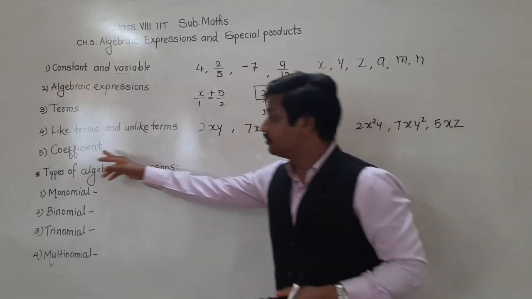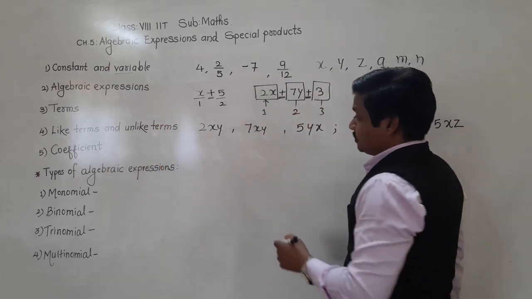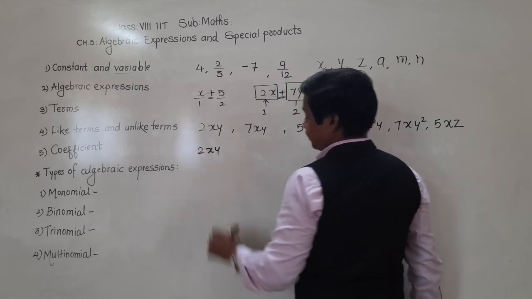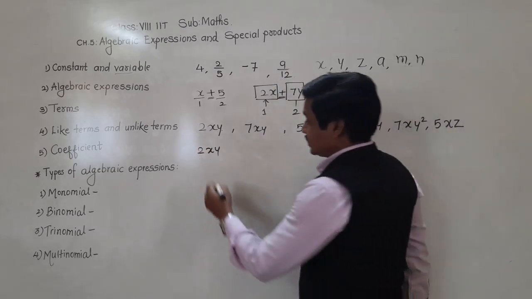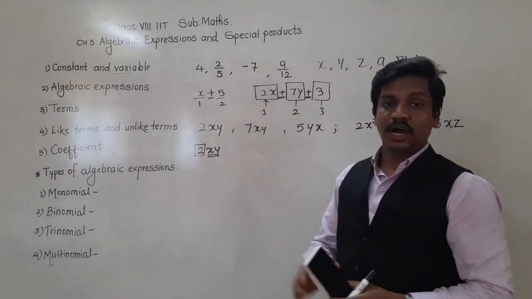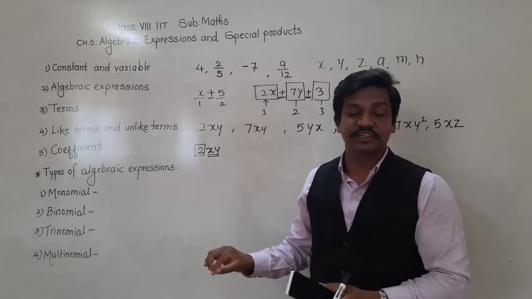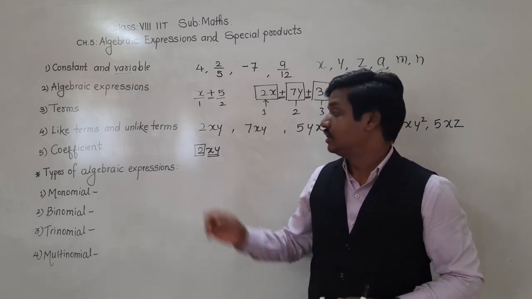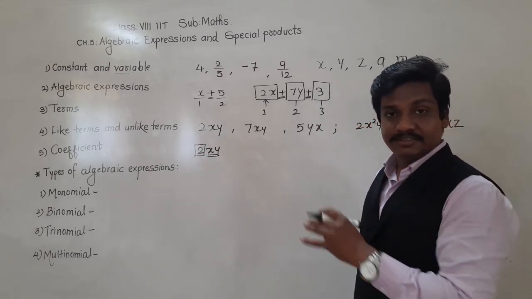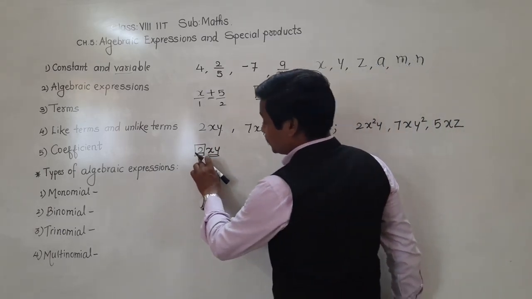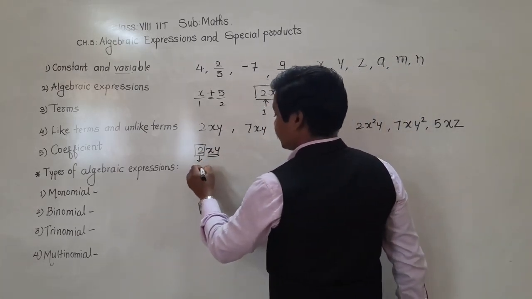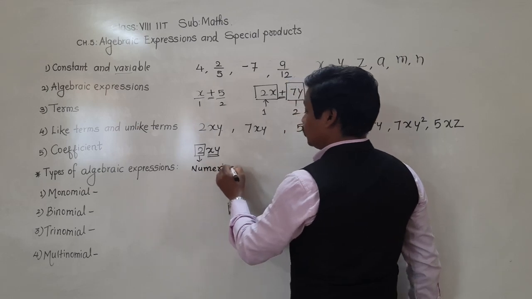Next, coefficient. What does coefficient mean? Suppose you talk about the term 2xy. Here this is a number and this is a letter. Both are called coefficients of each other. Coefficient means companion, friends. So both 2 and xy are called coefficients of each other, but they have separate names. Since 2 is the number, 2 is called the numerical coefficient.